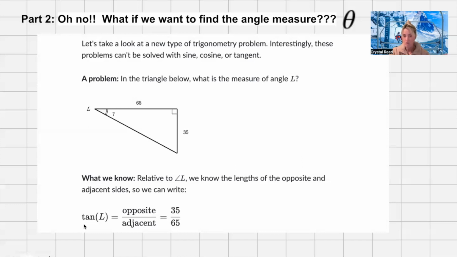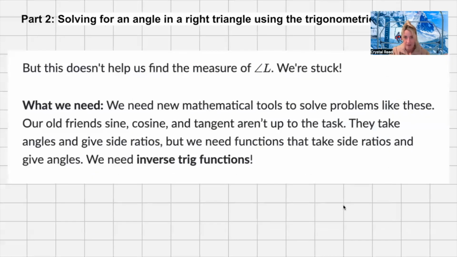So our unknown here is actually this L, which is linked with the tan. So we can't just divide by tan. We kind of can though. Okay, we're stuck. We need a new mathematical tool to solve problems like these. Our old friends sine, cosine, and tangent just aren't up to the task. They take angles and give side ratios, but we need functions that take side ratios and give angles.